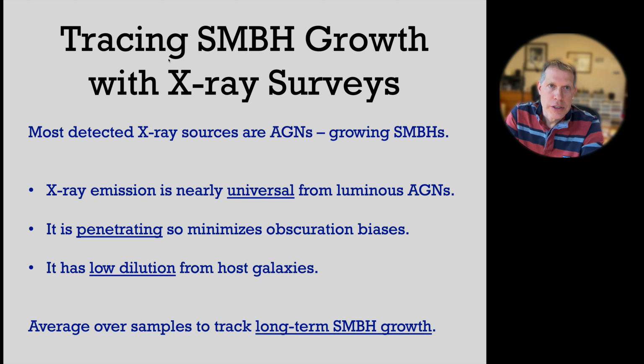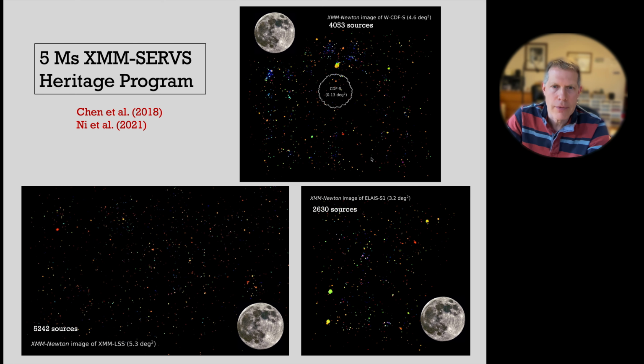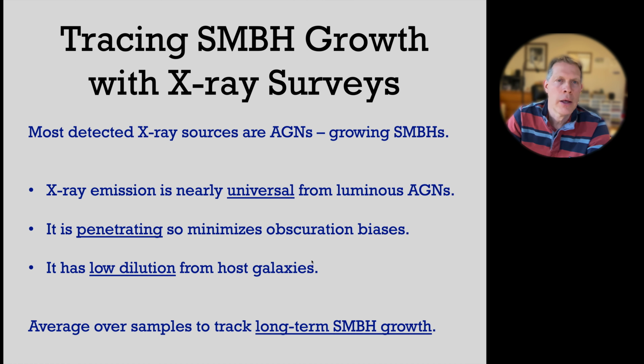So I want now just to say a few words about how we actually track supermassive black hole growth with the X-ray surveys. Most of the detected X-ray sources that you see in these surveys are active galactic nuclei. That is, they represent the main way by which supermassive black holes grow in the universe. And the X-rays turn out to be a very effective way of tracking black hole growth.